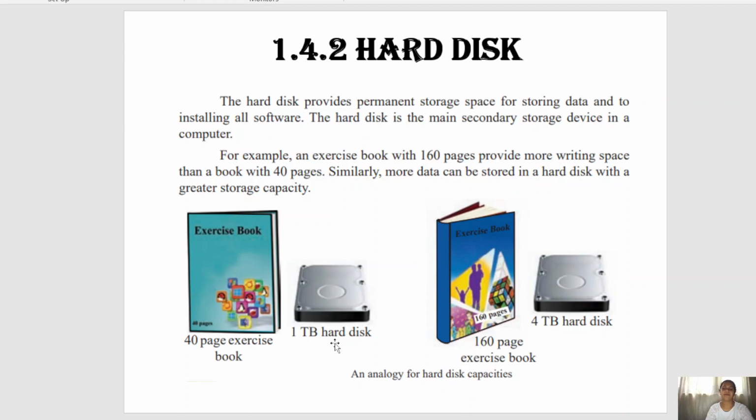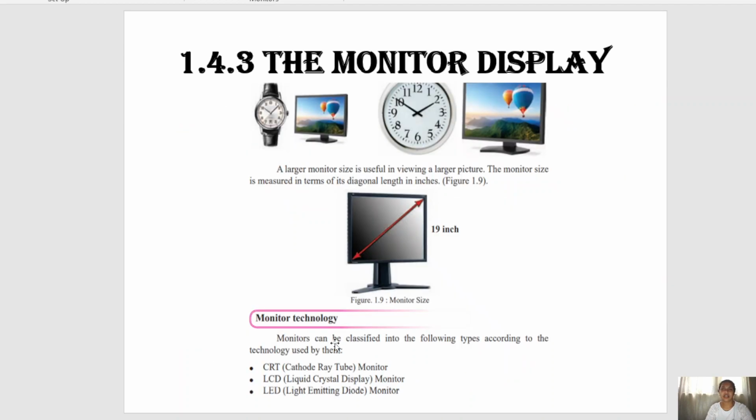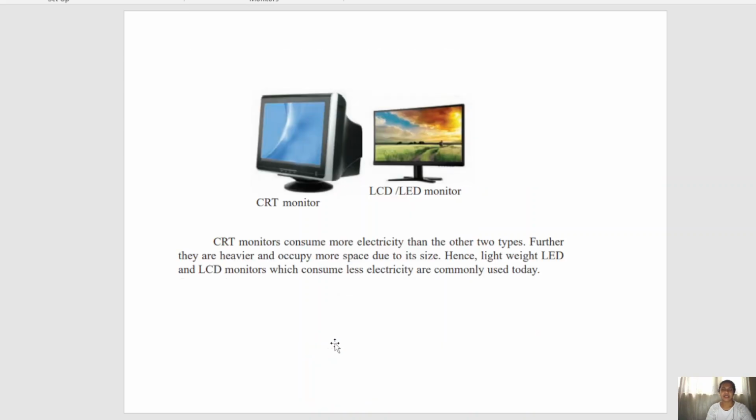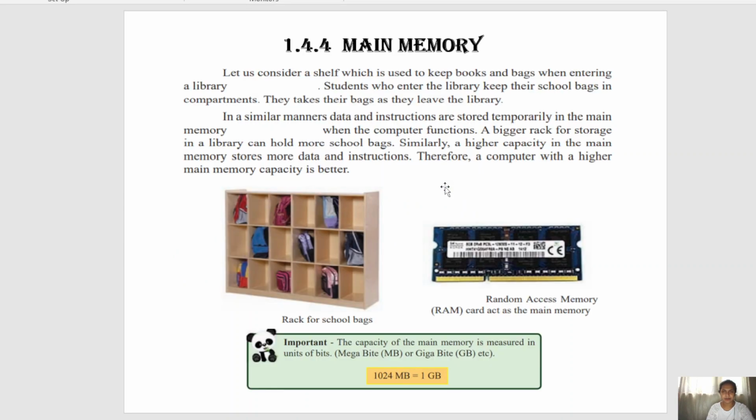We can store more data in a 4 terabyte hard disk than a 1 terabyte hard disk. Then when we talk about monitor display, there are mainly three types of monitors. They are CRT monitors, LCD monitors and LED monitors. This is a picture of a CRT monitor and this is a picture of LCD and LED monitors. CRT monitors are larger than LCD and LED monitors. And today, in some desktop computers we use LCD and LED monitors.